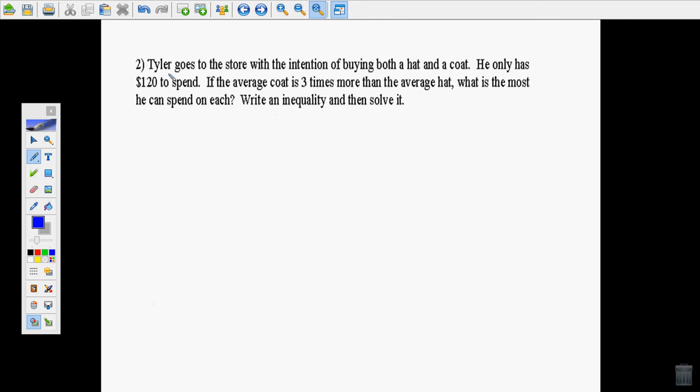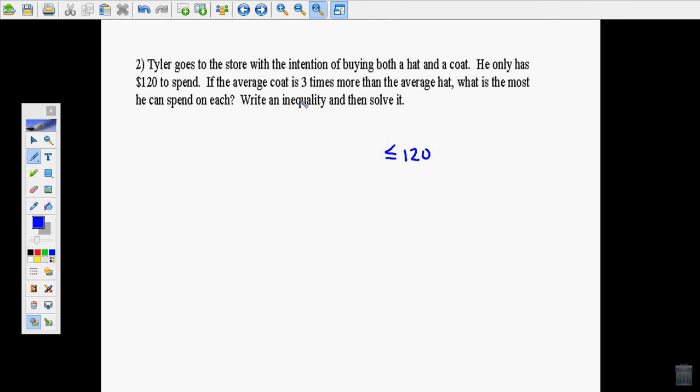Okay, so he has $120 to spend, so that's going to be our total. Is it going to be greater than or less than, greater than or equal to, less than or equal to? Well, it needs to be less than or equal to 120 because he can't spend more than that. That's all he's got.